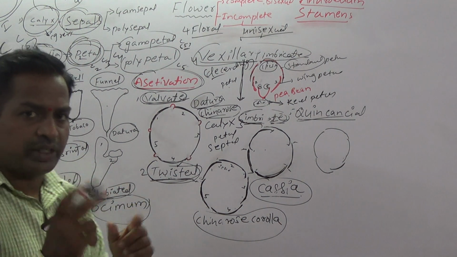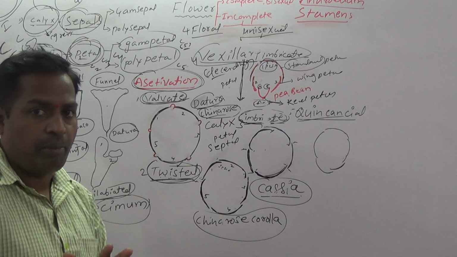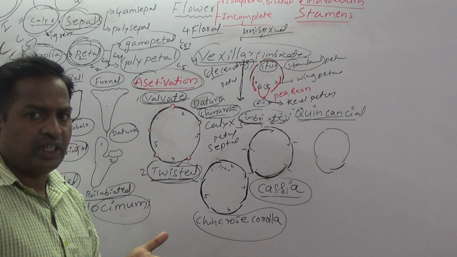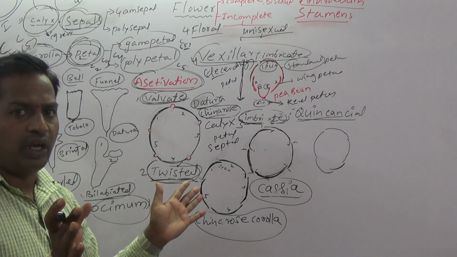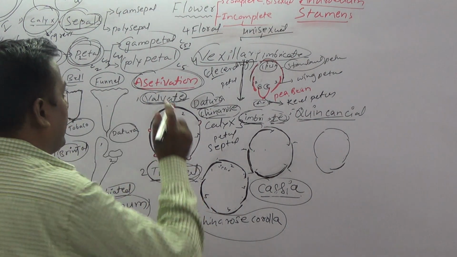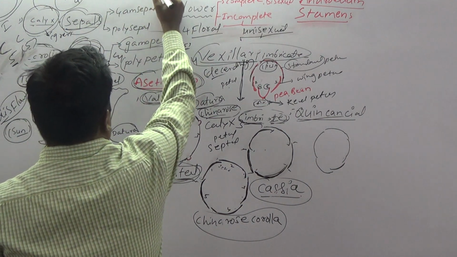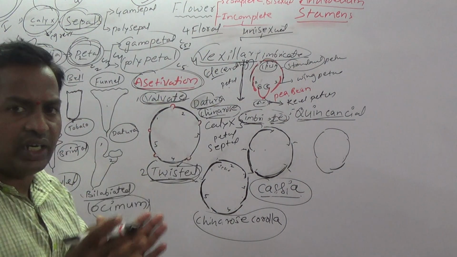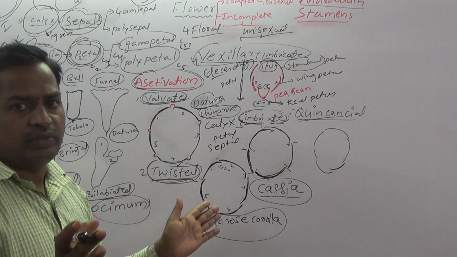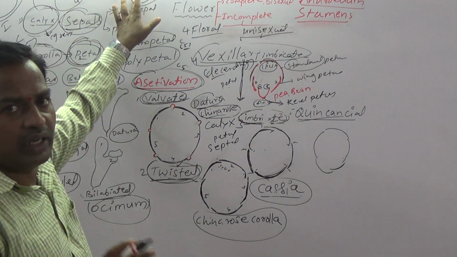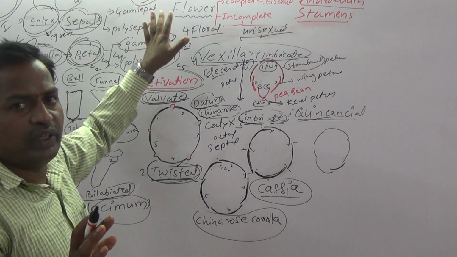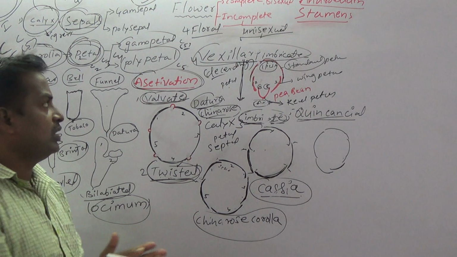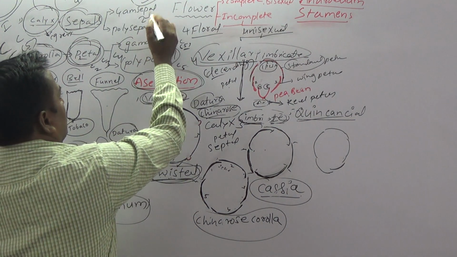Generally, flowers are of 3 types based on symmetry: actinomorphic, zygomorphic, asymmetric. Students, actinomorphic means the flower can be cut into 2 equal halves in any vertical direction. That is called an actinomorphic flower. Example, datura. And zygomorphic means the flower can be cut into 2 equal halves in only one particular direction. That is zygomorphic.